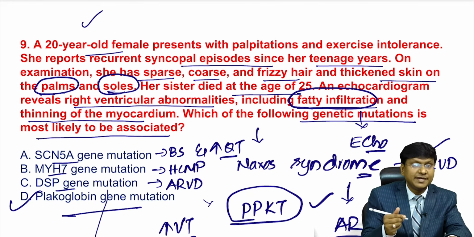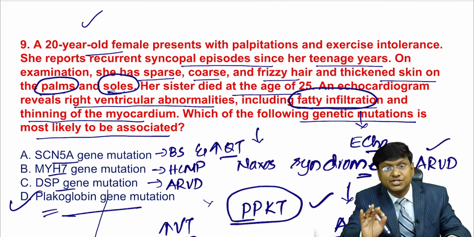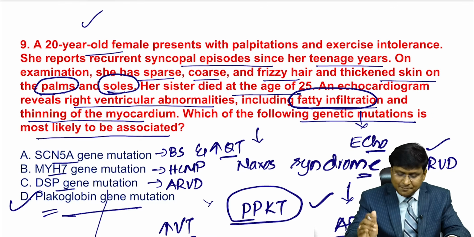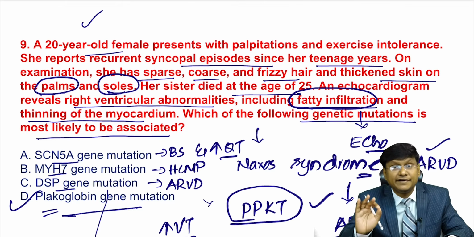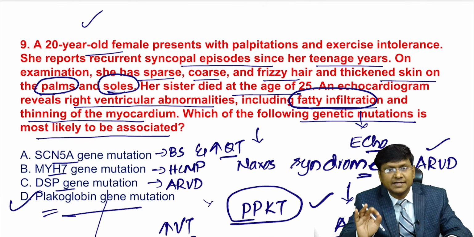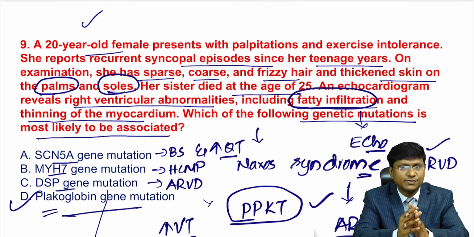So the above clinical picture is suggestive of Naxos, and in case of Naxos, it is the plakoglobin gene that is being mutated, and this plakoglobin gene mutation will result in defective desmosomes. The treatment of choice here is the implantable cardioverter defibrillator. All right, so the answer is D in this question.